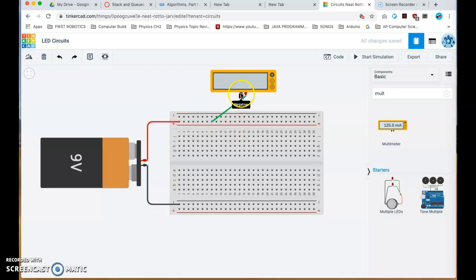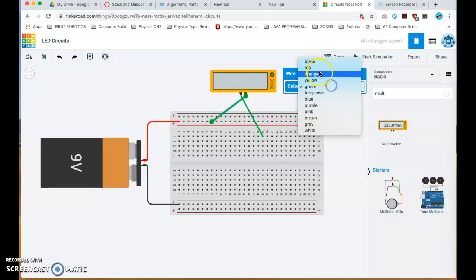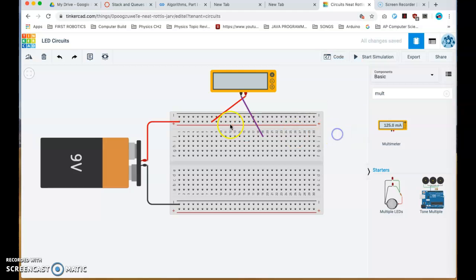Okay, and then I'm going to hook up an LED now to this. So this is my red side, and this is my darker side, so I'll make it purple. And then I'm going to look for an LED.